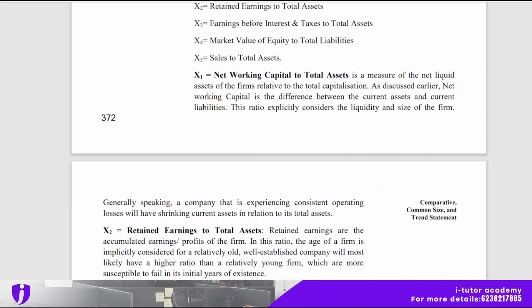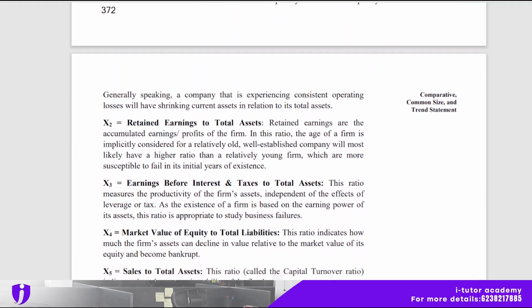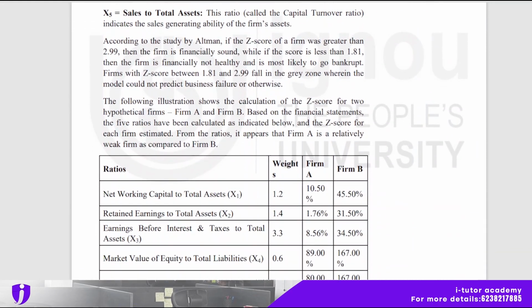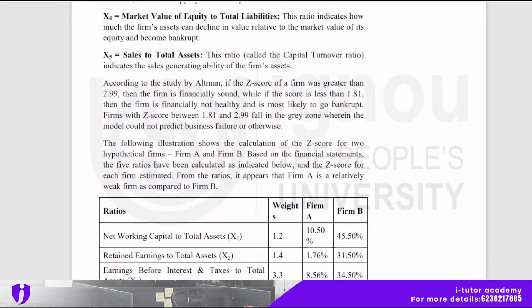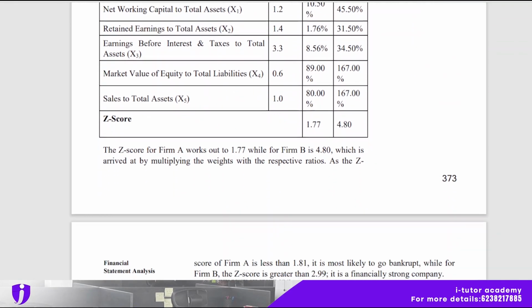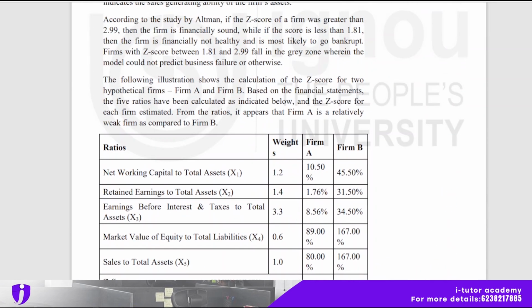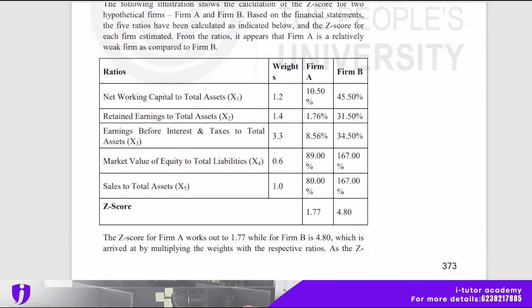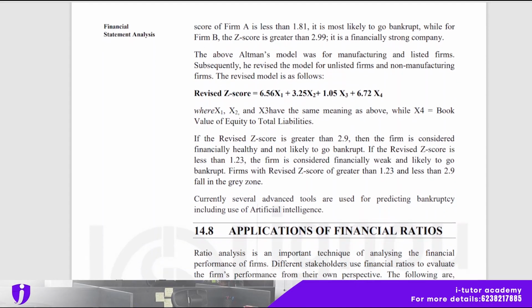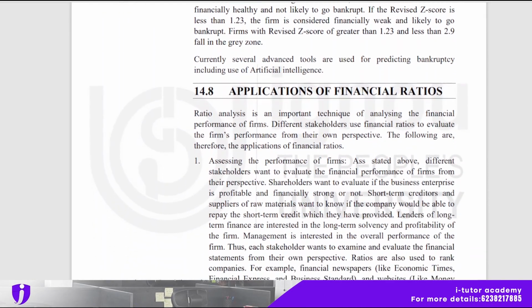So here is an explanation for X1, X2, X3, X4 and X5. You just go through your IGNOU study material for that and read it, and in case of any doubts in between, you can contact us. And here is one example also related to the same, and you just try to do that. And the next one is application of financial ratios.